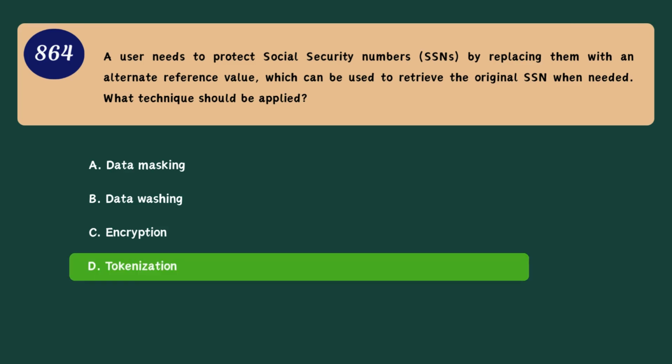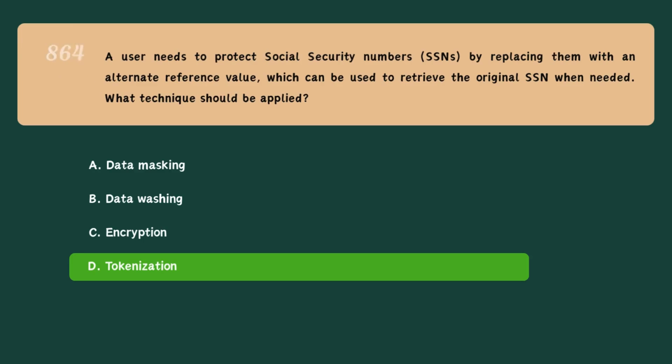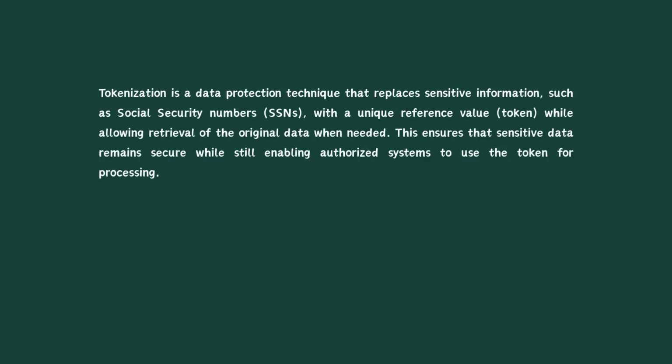Correct answer. D. Tokenization. Tokenization is a data protection technique that replaces sensitive information, such as Social Security numbers, with a unique reference value, a token, while allowing retrieval of the original data when needed. This ensures that sensitive data remains secure while still enabling authorized systems to use the token for processing.